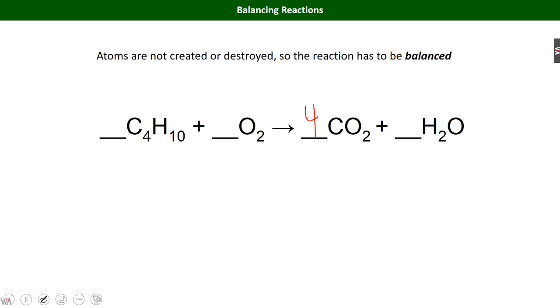So we're going to kind of go back and forth and change how many of everything we have, but we're not going to change what each object is. So what else is not balanced? Our oxygens aren't balanced. Our hydrogens aren't balanced either, right? How would we balance the hydrogens?